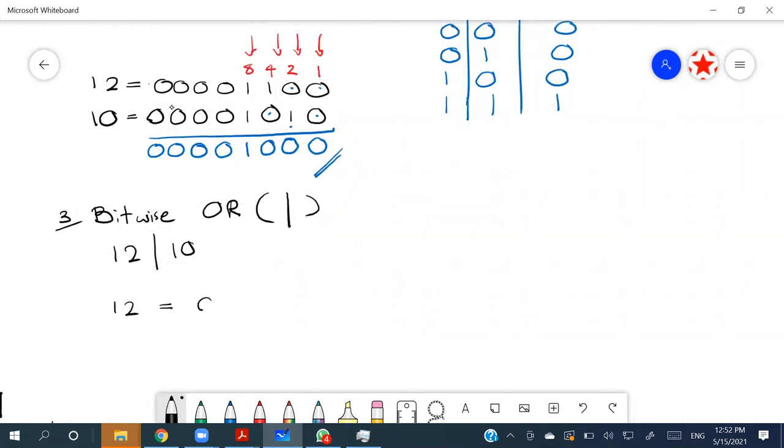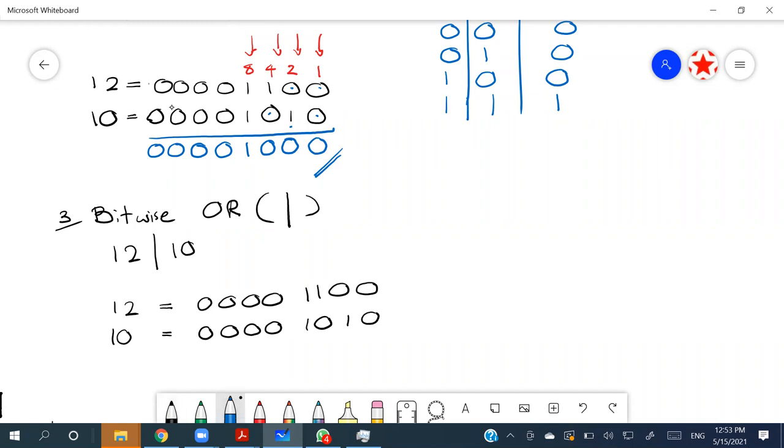12 is written in binary, and 10 is written in binary as well. Right, so the OR operator, the bitwise operator, behaves like this: 0 0, 0 1, 1 0, and 1 1.